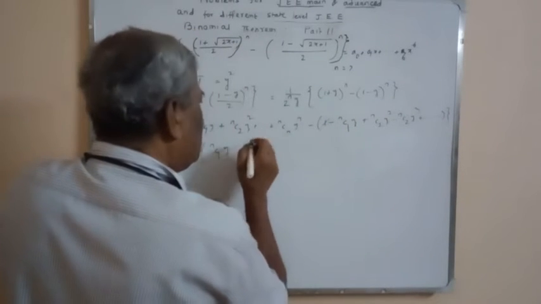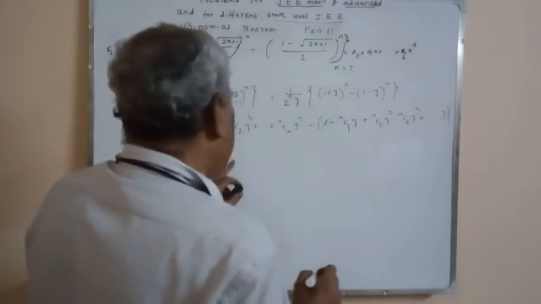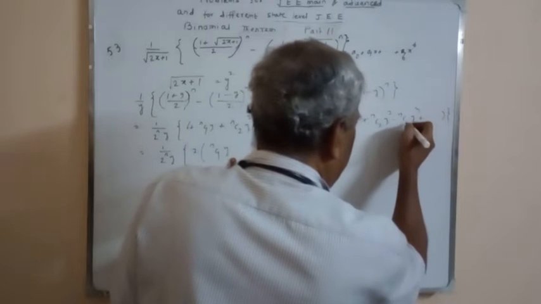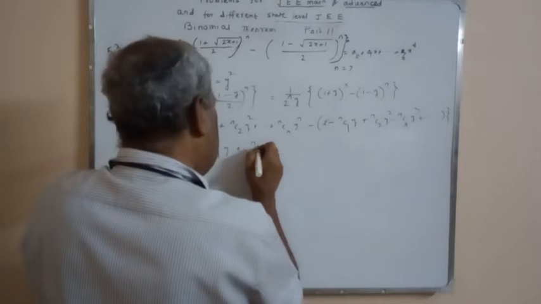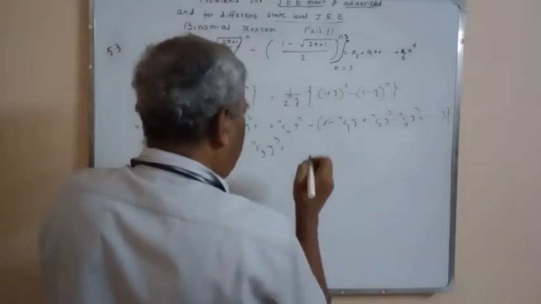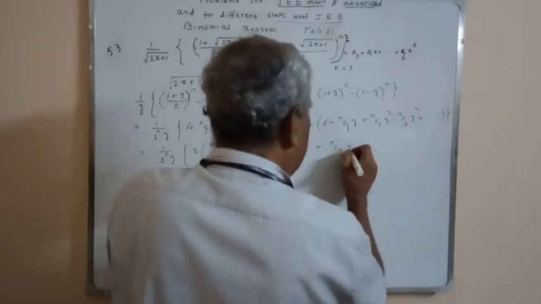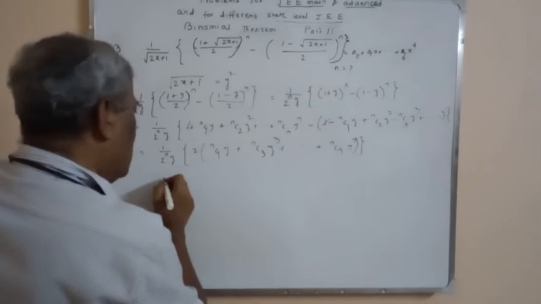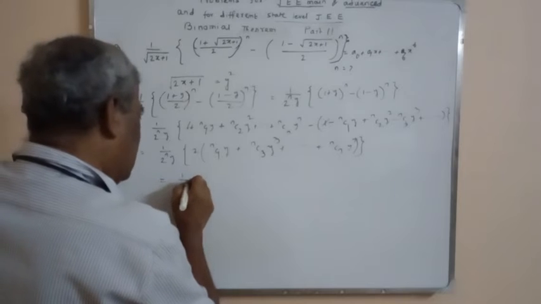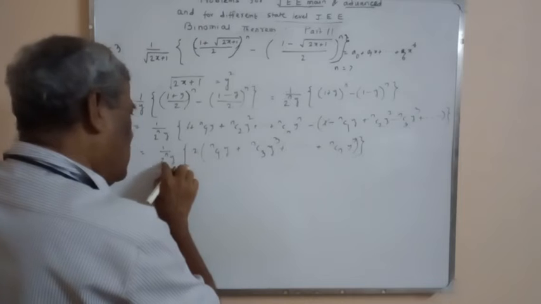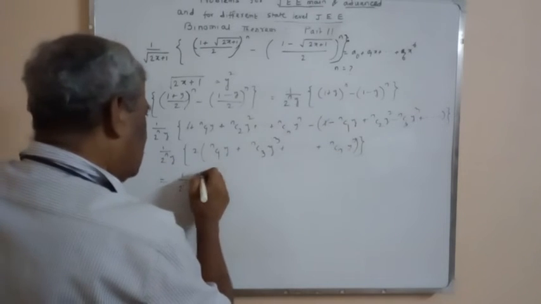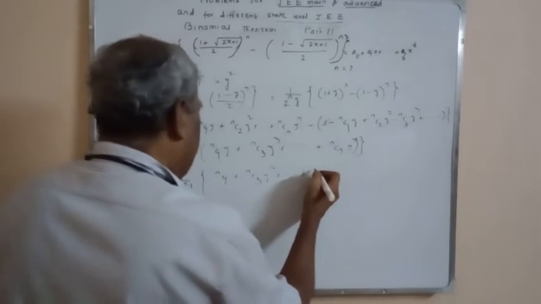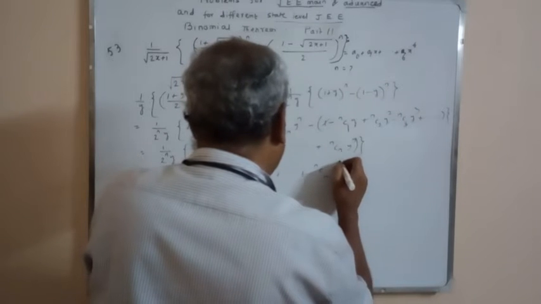Next term is plus nC3 y cube. This is also nC3 y cube with positive sign. So plus nC3 y cube this way up to nCn y to the power n. It is equal to 1 by 2 to the power n minus 1; the 2 cancels, and that y will be cancelled with nC1 plus nC3 y square up to nCn y to the power n minus 1.